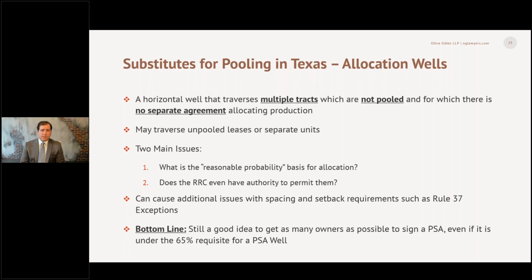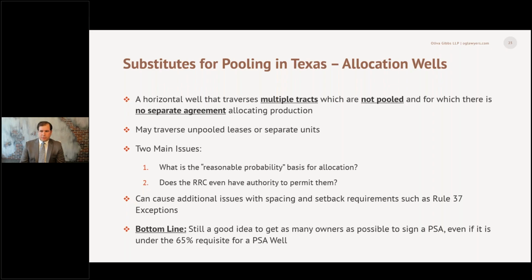The bottom line is we still think it's a good idea, even if you're going to drill an allocation well instead of a production sharing agreement well, that you still try to get as many owners as possible to sign a production sharing agreement, even if it's under that 65% requisite requirement for a PSA well. It's just generally helpful ahead of time to get everyone to agree on how you're going to allocate production, so that once the well is producing and you're paying those parties, there's no disagreement, no fighting going on. Everyone's agreed ahead of time on how we're going to allocate production.